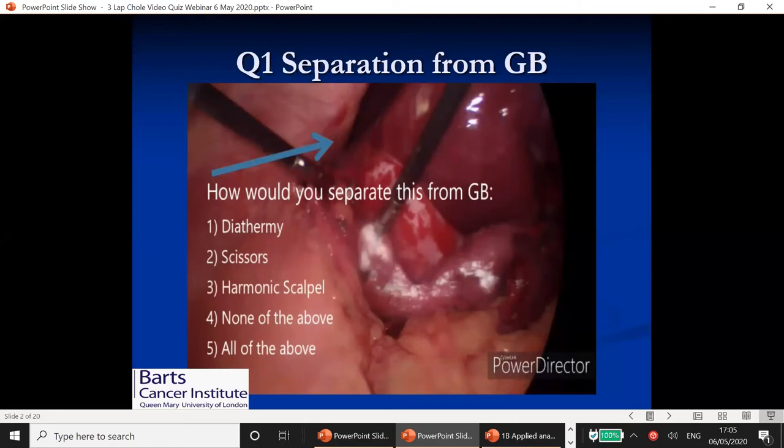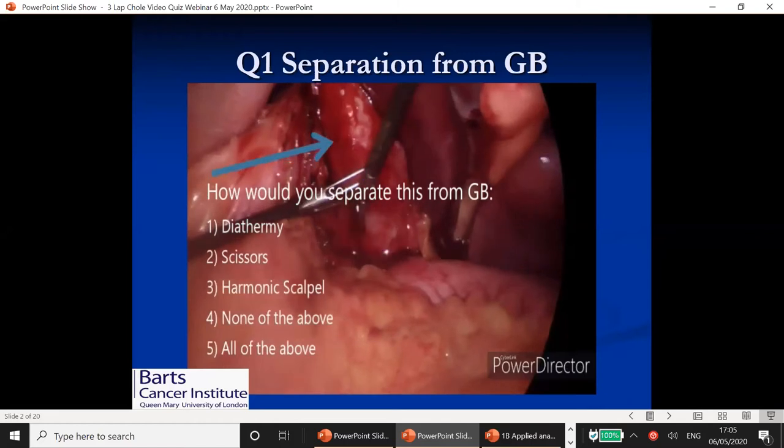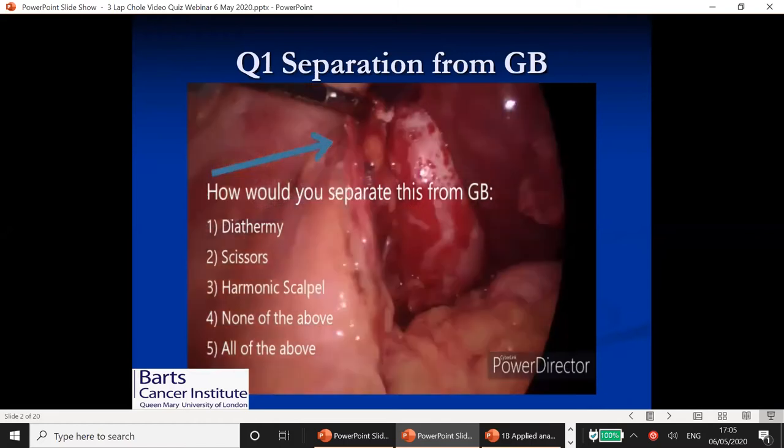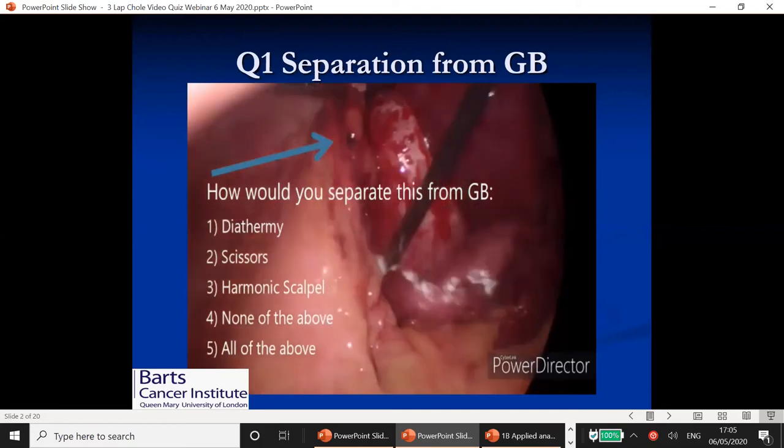And the question over here is, when you have such adhesions on the gallbladder from chronic inflammation, how would you separate these adhesions? These are not just flimsy or omental adhesions we're talking about. Shafi, do you want to go first? Sure. So it says diathermy, scissors, harmonic scalpel, none of the above, all of the above.